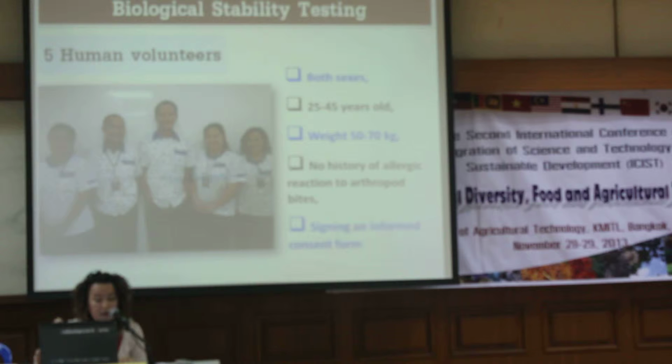So let's start the experiment. First of all, we recruit 5 volunteers to test in this study. The qualifications that we need are both male and female, aged between 25 to 45 years old, with a weight of 50 to 70 kilograms, and also no history of allergic reaction to arthropod bites. Before testing, all volunteers have to sign their name on a consent form.